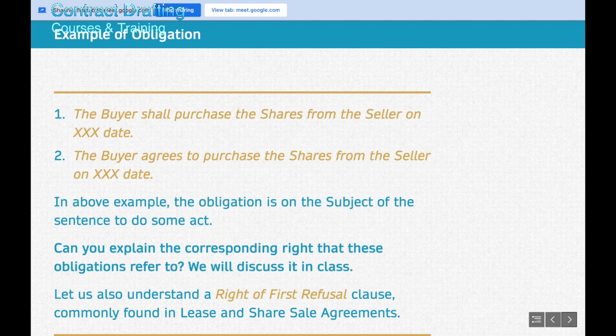This is also found in lease agreements. So, for example, if there is a long term lease, then instead of giving the owner a right to sell the property, there will be a right for the lessee to buy that property from the lessor if he ever decides to sell it.